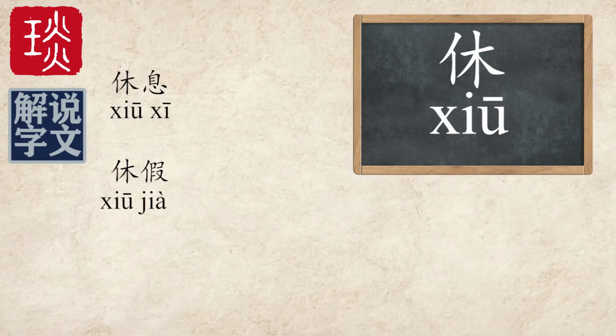On the left side is a person. On the right side is 木, wood, which represents a tree. A person is leaning against a tree. What is he doing? He is taking a rest. 休, 西优修, 休, taking a rest. 休息 take a rest. 休假 take a vacation.